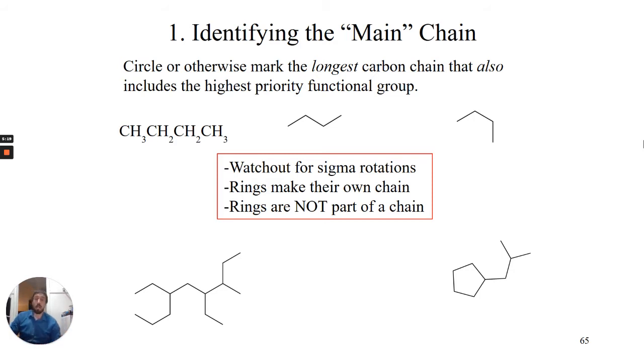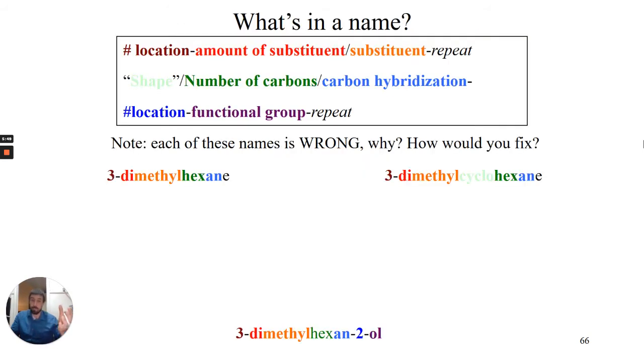Okay. Rings define their own chain. They are not part of a chain, which was the lower right-hand corner. Okay, the big thing that we really wanted to get out of this was this whole sigma rotation thing with those top two, because it's now going to address this differential between what makes a compound unique from another compound. Those top two are identical. We see that with the same name. Therefore, we need to be able to explain the difference between those. Okay, and we'll see that in a second.